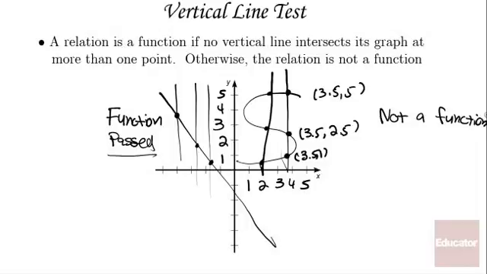So again, the vertical line test is just a visual means of assessing whether or not you have a function. You graph out the relation and then see if you can draw a vertical line anywhere that will cross the curve at more than one place.